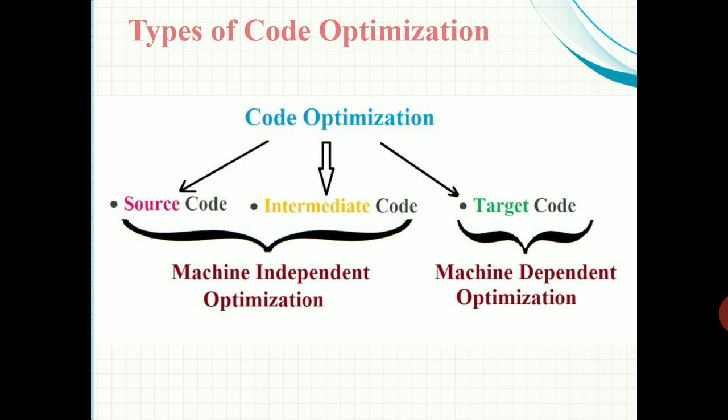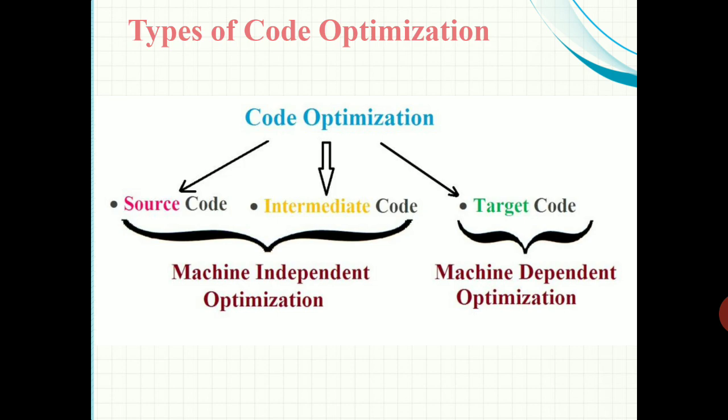We already saw that there are two types of code optimization, machine dependent and machine independent. The source code and intermediate code optimization come under the category of machine independent code optimization, and the target code optimization comes under machine dependent code optimization. We are mainly focused on the machine independent one, mainly on the intermediate code optimization.